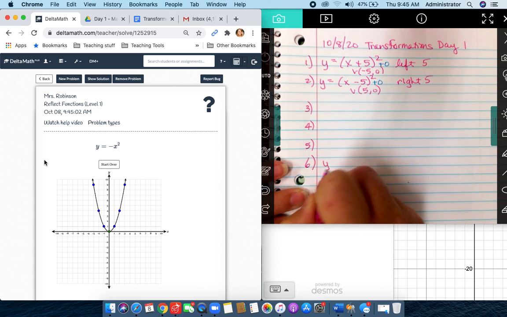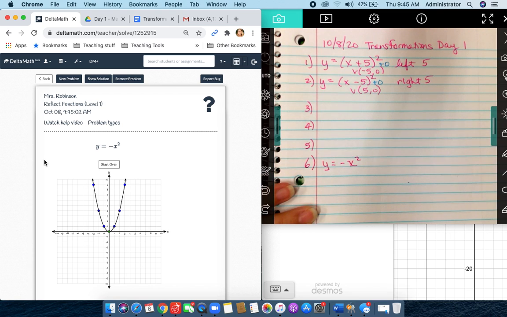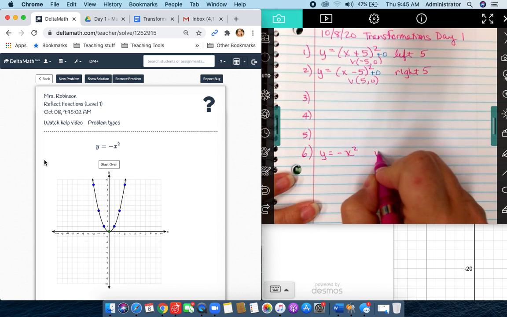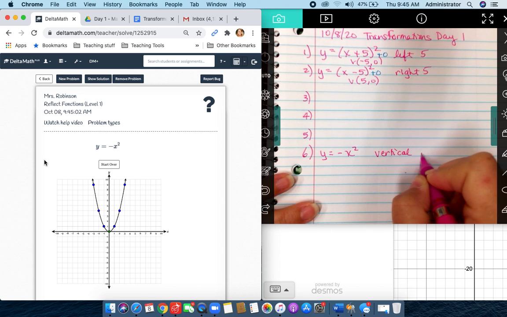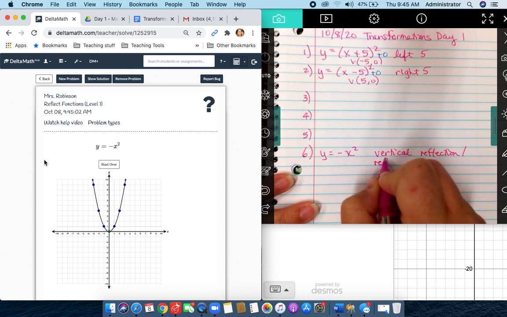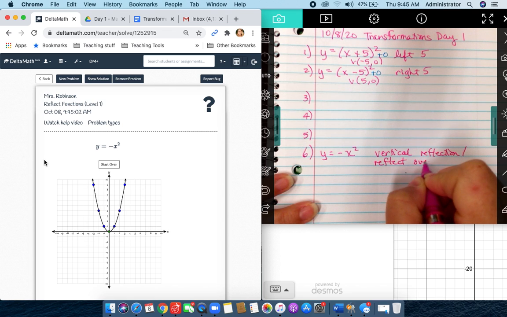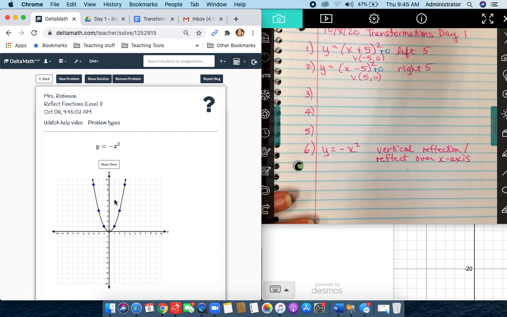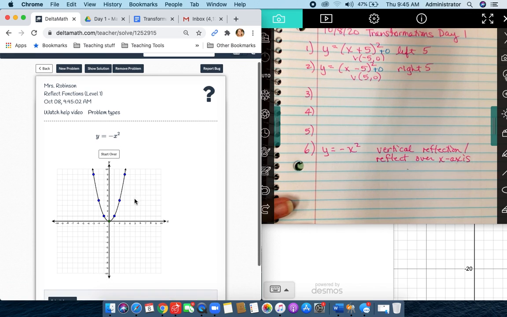Number 6 is y equals negative x squared. Well, guess what? We already did that one. And we know that it is just a vertical reflection. But again, remember, you could also say reflect over the x-axis. Okay? So to do a vertical reflection, and the reason why I chose this problem is I want you to practice. You can take any of these points either on the left or the right side. And remember what we said. Instead of going out 1, up 1, we would go out 1, down 1.